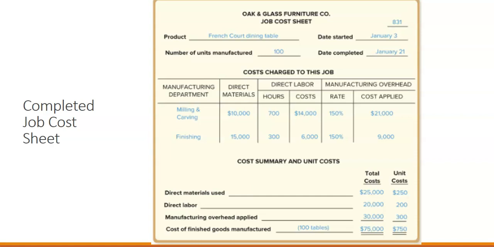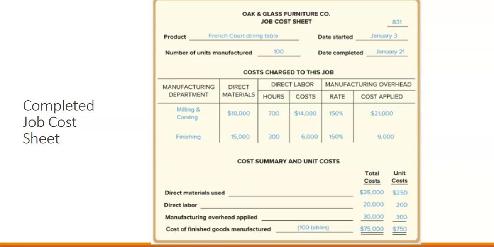We see that this is for a furniture company, and the order was for 100 dining room tables. So we made 100 dining room tables, and we recorded the costs related to that order of 100 tables. We have two manufacturing departments: a milling and carving department and a finishing department.